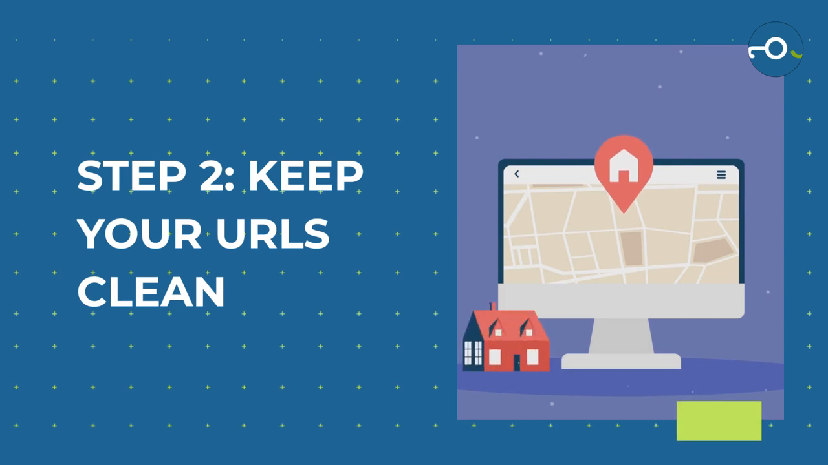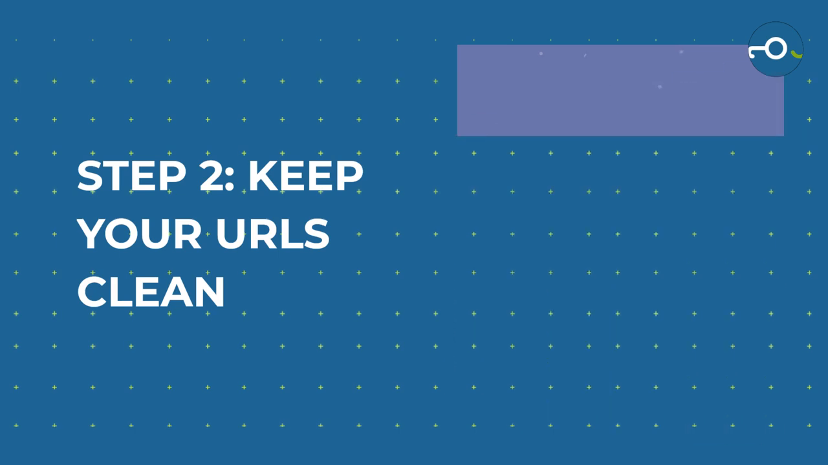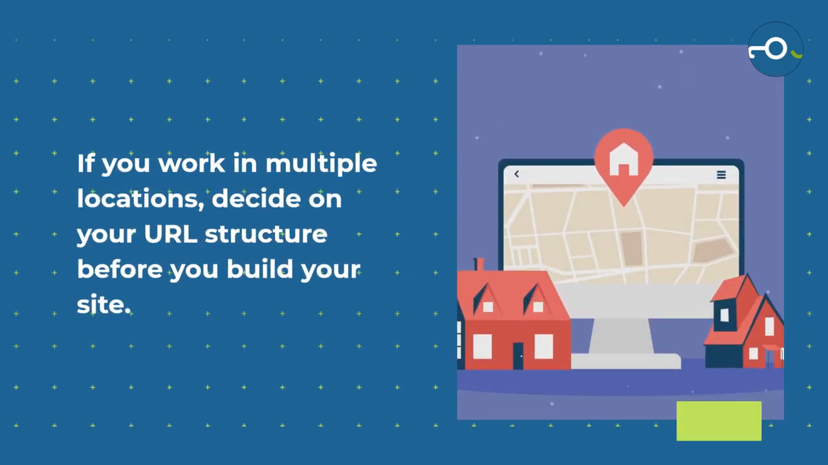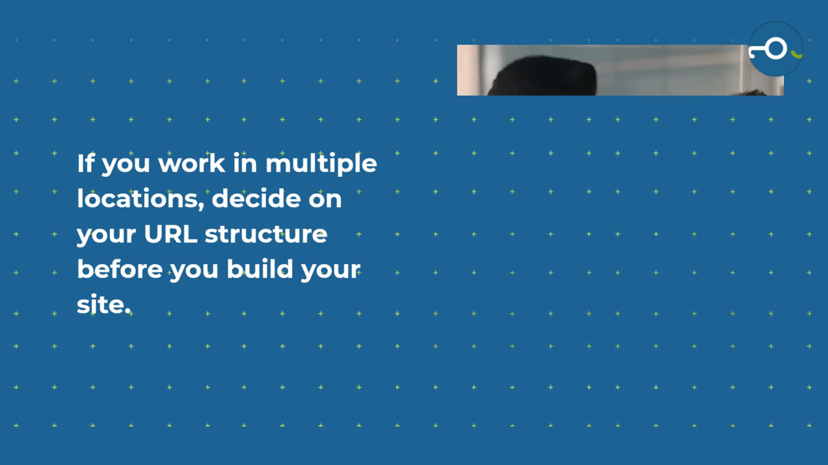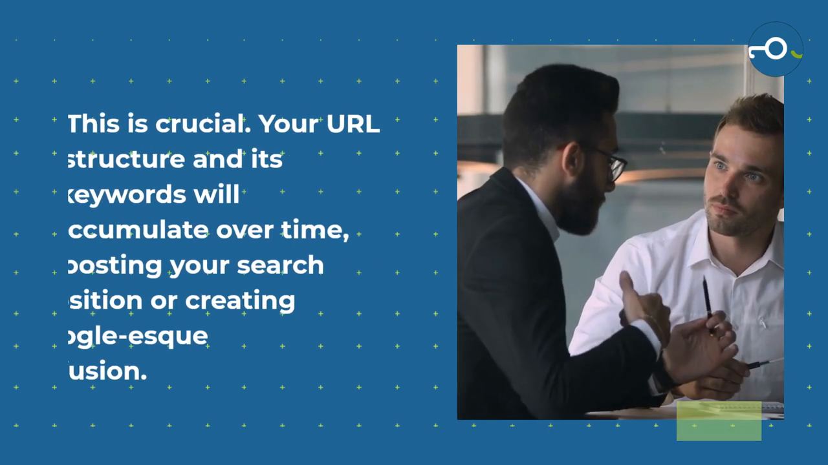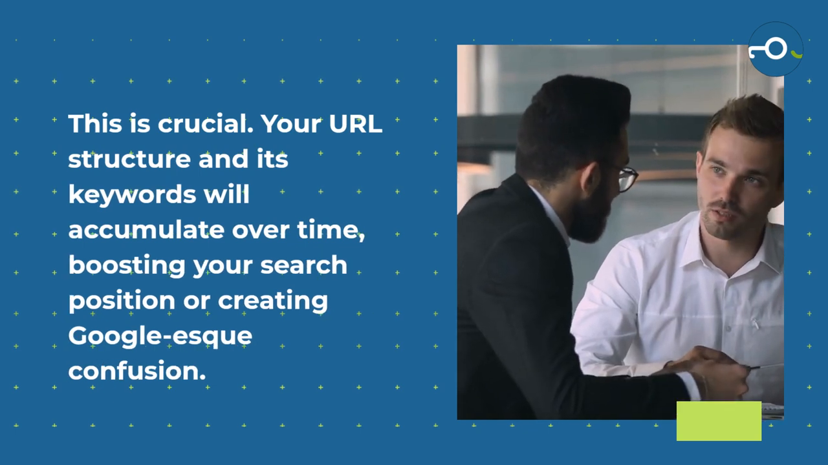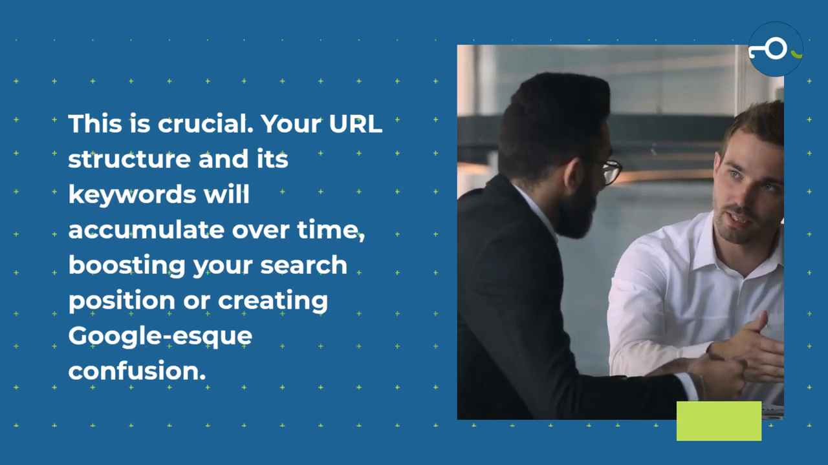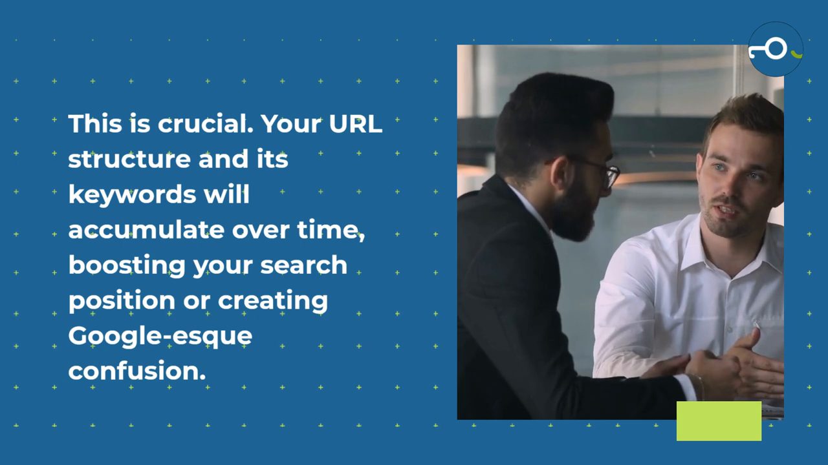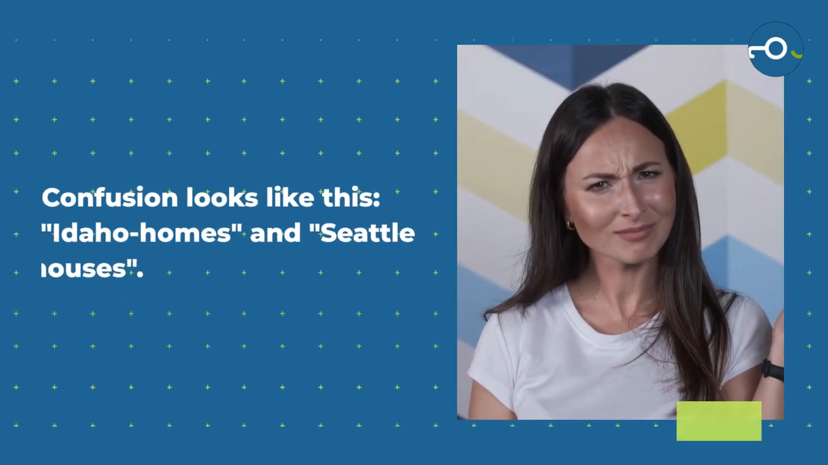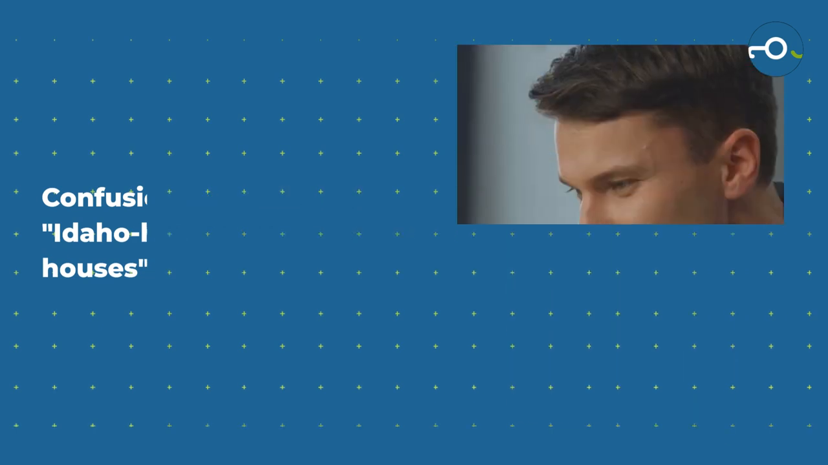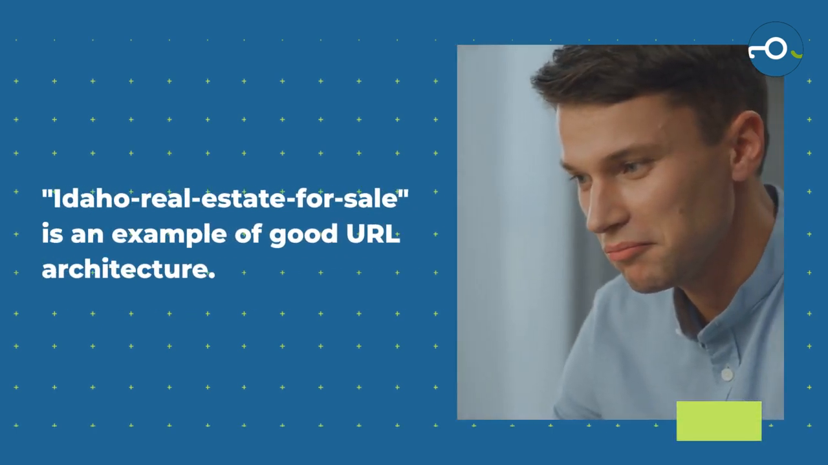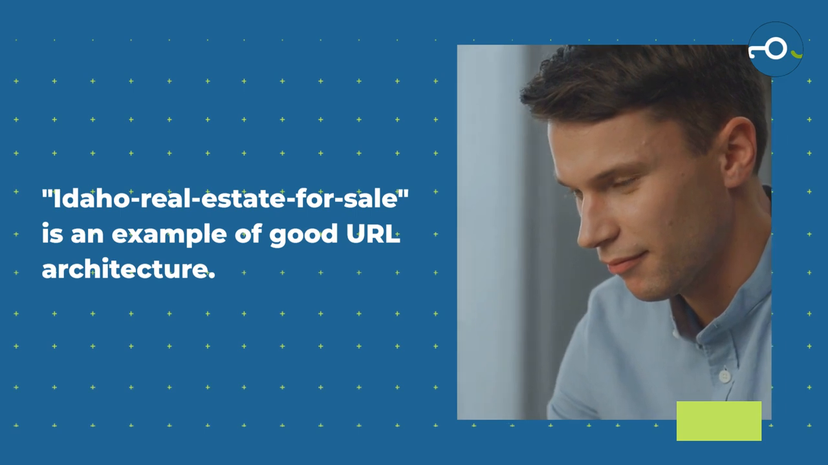Step 2. Keep your URLs clean. If you work in multiple locations, decide on your URL structure before you build your site. This is crucial. Your URL structure and its keywords will accumulate over time, boosting your search position or creating Google confusion. A confused URL structure looks like this: Idaho Homes and Seattle Houses. Idaho Real Estate for Sale is an example of good URL architecture.